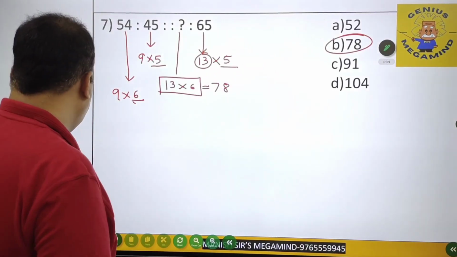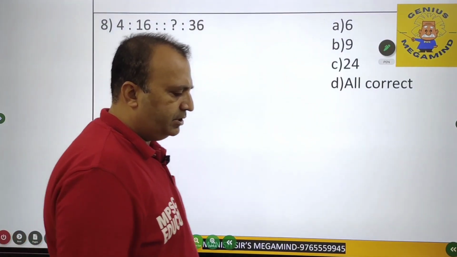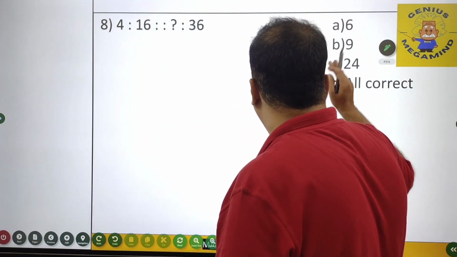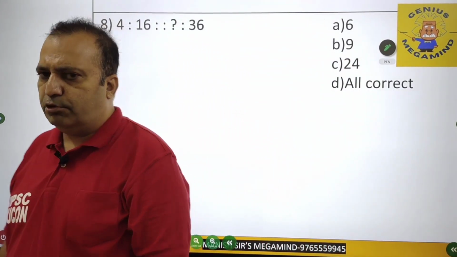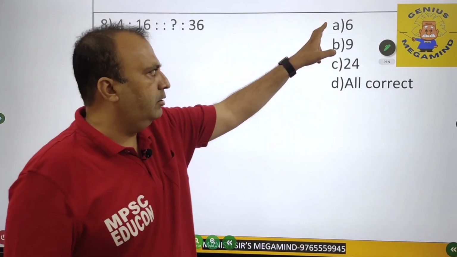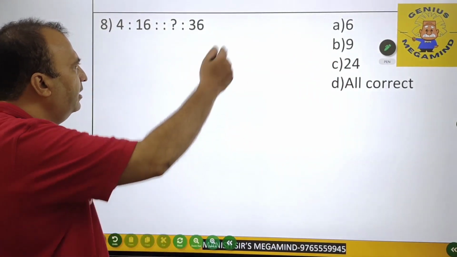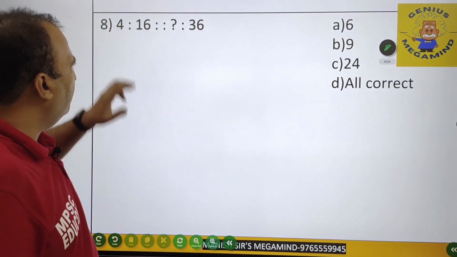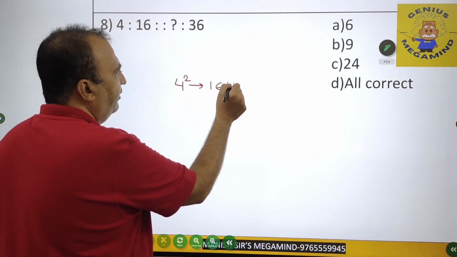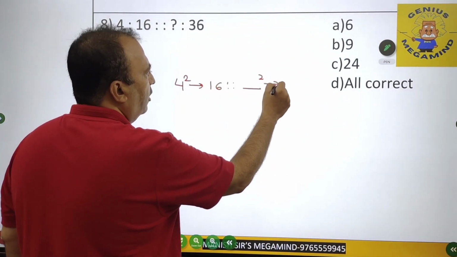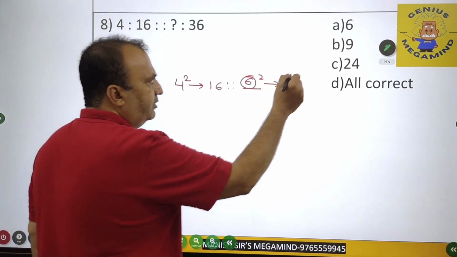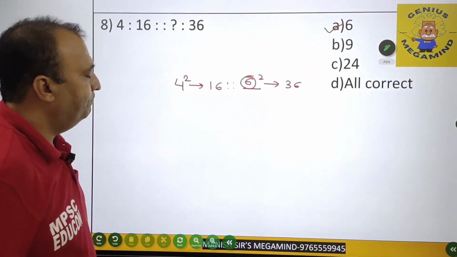That is 78. Now, moving down to question number 8. Again, it looks like a very simplistic question to me. If you check out the options, the fourth option is all correct, so I have to pay attention to all 3 options given above. So how do I get 16 from 4? 4 square is 16. In the same way, that square will be 36. Which number square is 36? 6. So 6 can be one of the answers, that is option A.